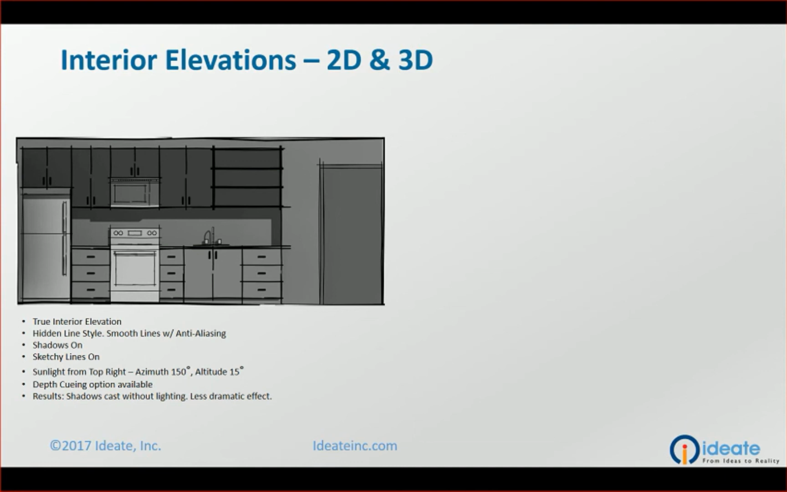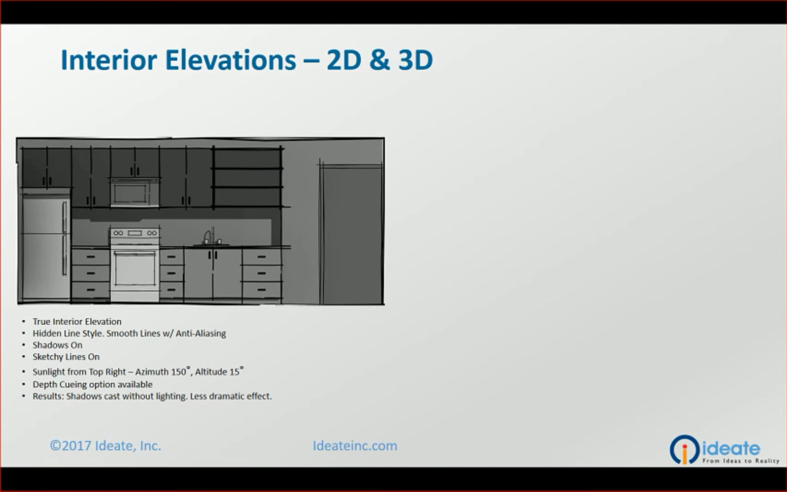And then I changed the view to a hidden line style, okay? And I set it to anti-aliasing so it's not so pixelated. I also turned on some shadows so you can kind of see the shadows over here. And then if you want to play around with depth queuing, you can certainly do that, right?